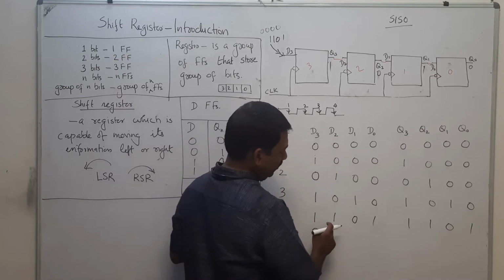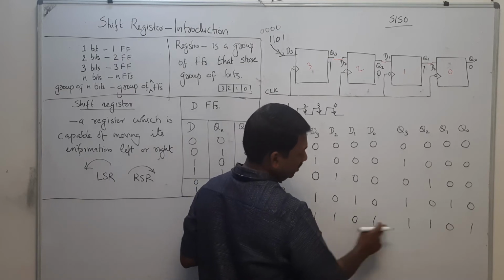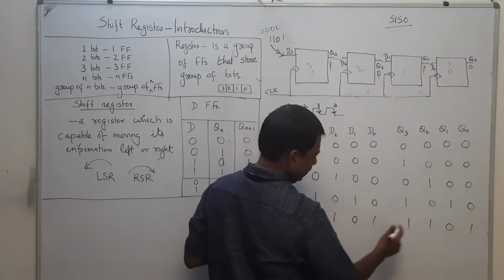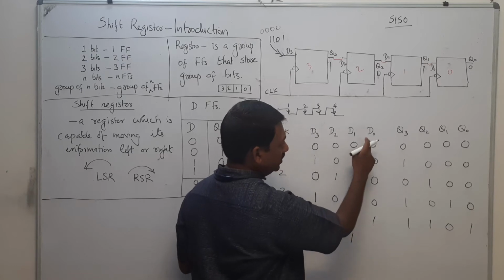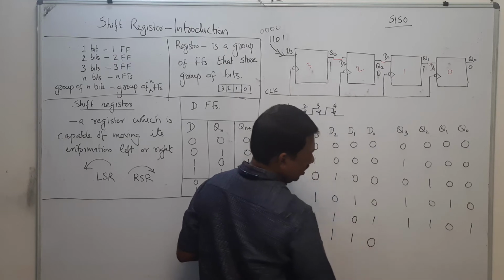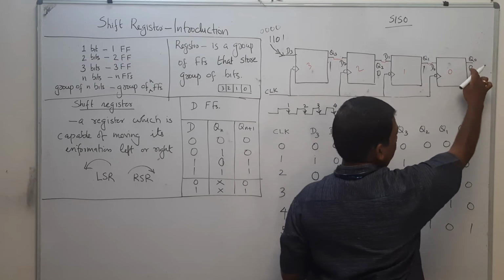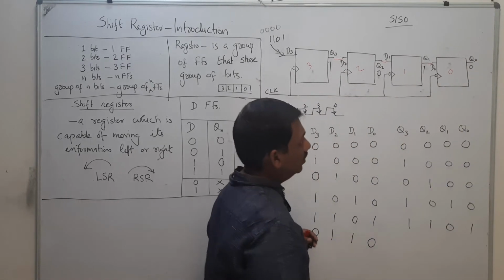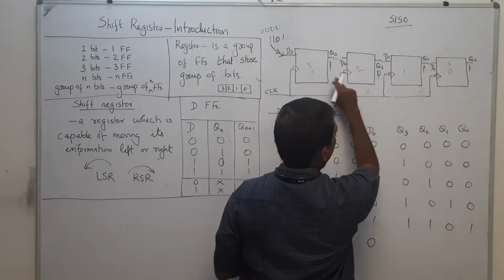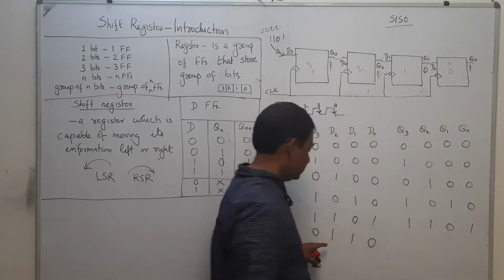What is D2? D2 is the previous value of Q3, which is 1. What is D1? D1 is the previous value of Q2, which is also 1. And D0 is the previous value of Q1, which is 0. And what is the output? Q0 is 1. This is the stage right now: 1101.